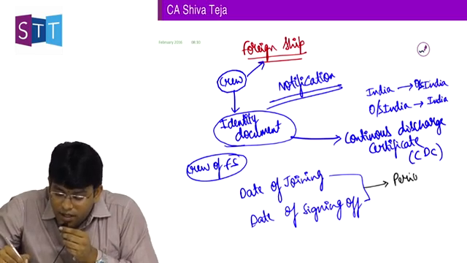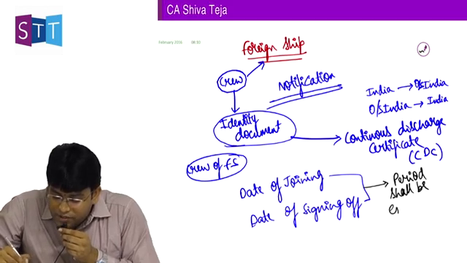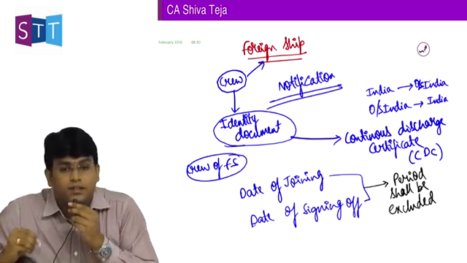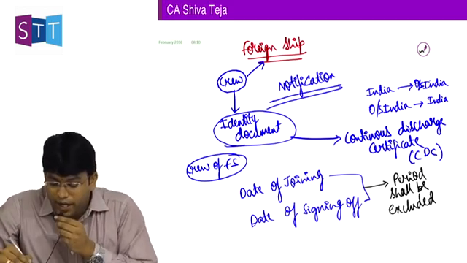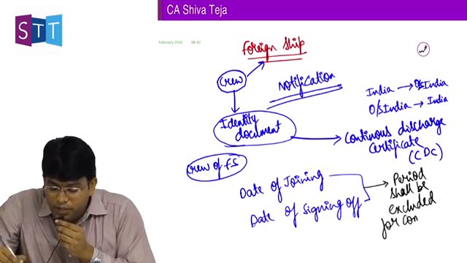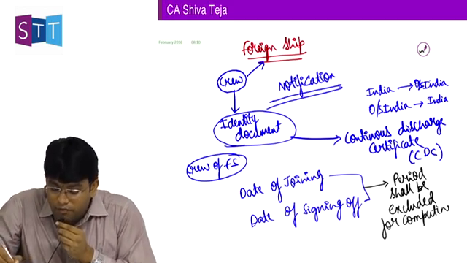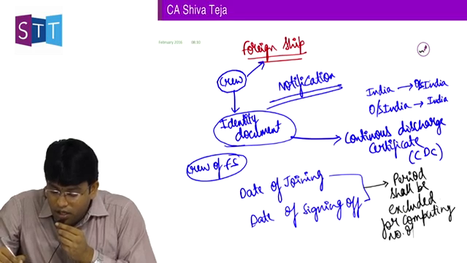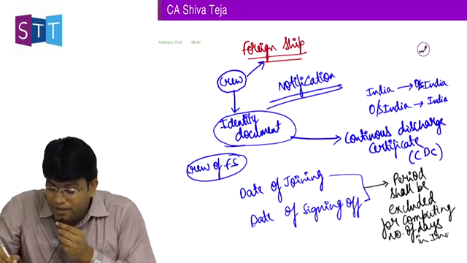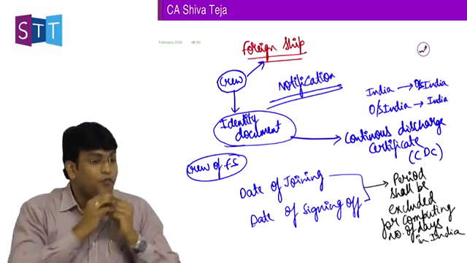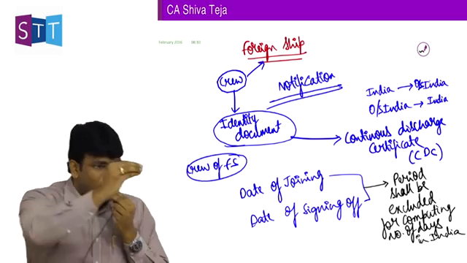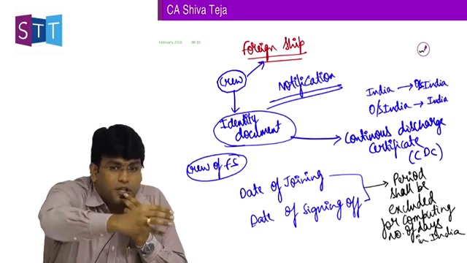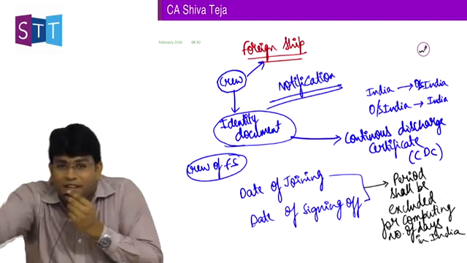This period shall be excluded. This period shall be excluded for computing number of days in India. That means what? Please concentrate. Very important. Now listen, sir. Date of joining the ship till the date of leaving the ship.